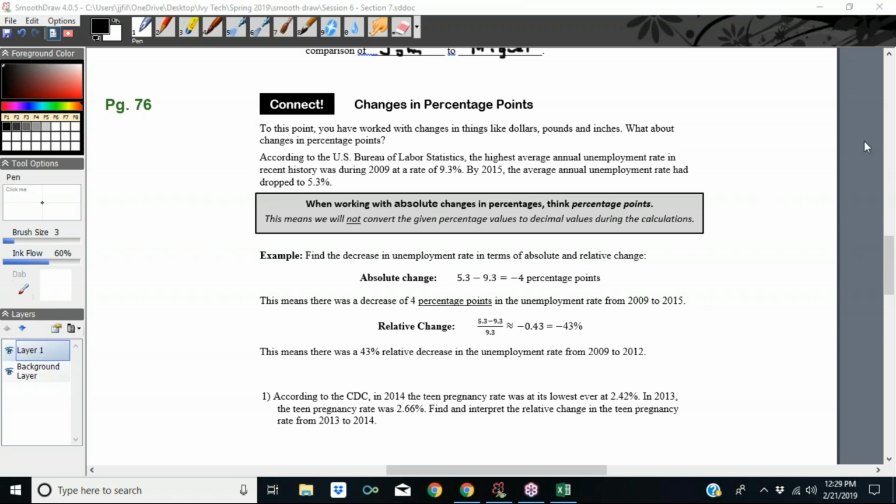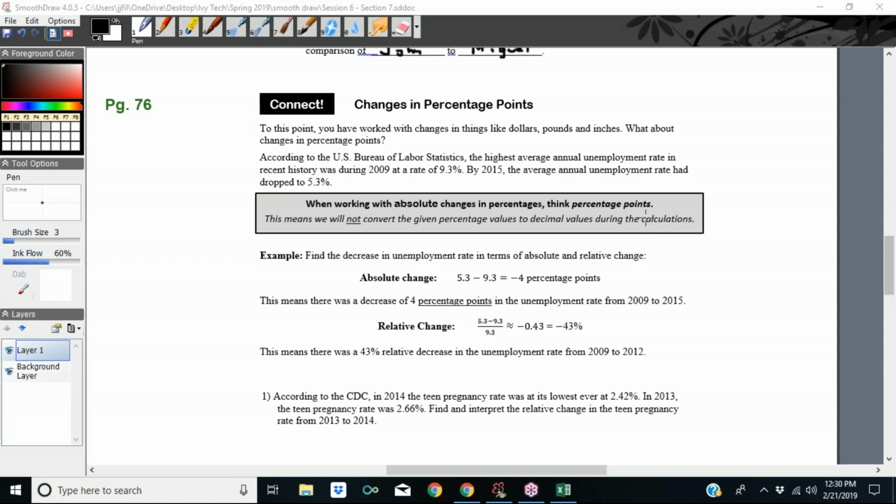And let's look at some working with absolute changes in percentages. So it says here, at this point you have worked with changes in things like dollars, pounds, inches. What about changes in percentage points? According to the U.S. Bureau of Labor Statistics, the highest average annual unemployment rate in recent history was during 2009 at a rate of 9.3%. By 2015, the average annual unemployment had dropped to 5.3%.